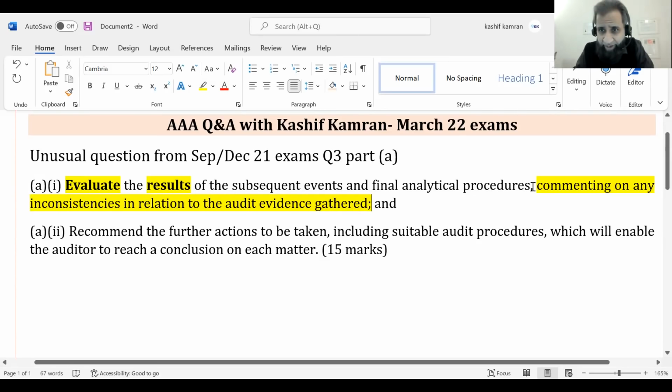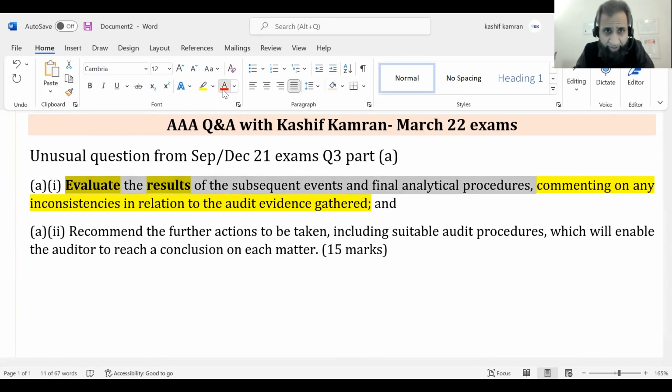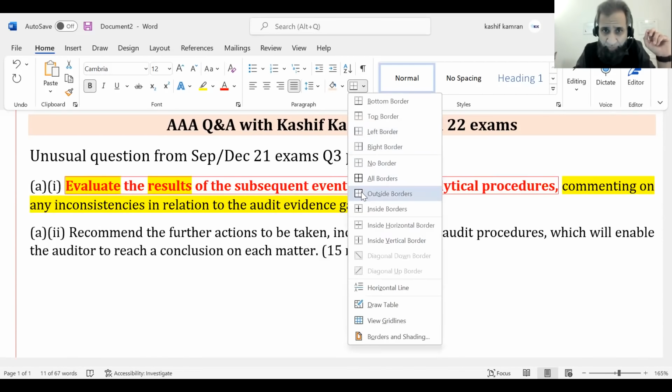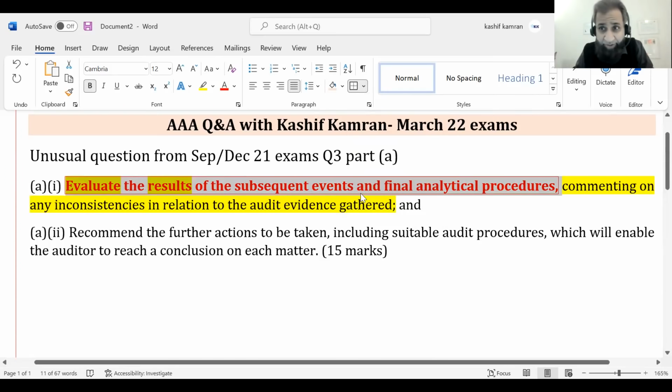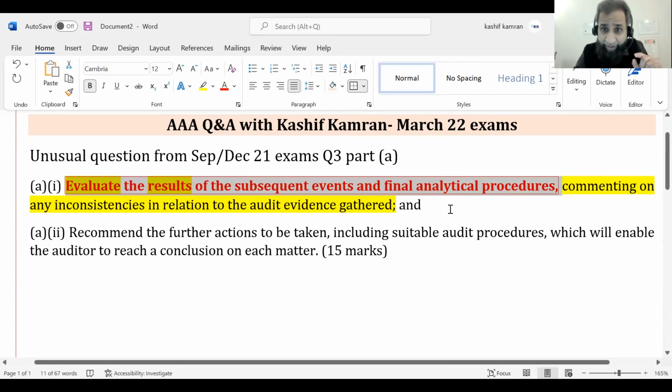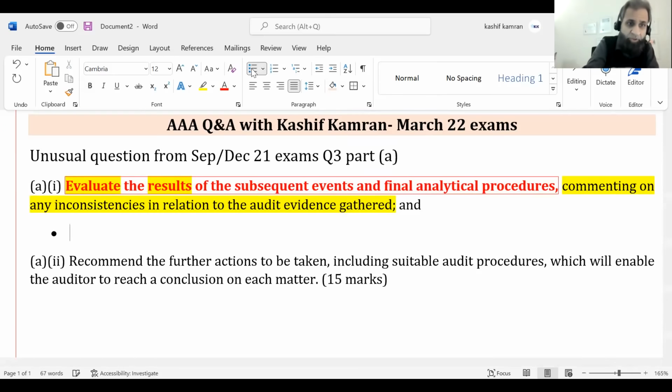Look at this line here in the red. This is something which you are looking at for the first time in the December 21 exams. So only this part was unusual. But the examiner was saying you just need to evaluate the results given to you in exhibit 1. While you are evaluating the results, what you need to do is comment on the inconsistencies in relation to the evidence gathered. And every inconsistency you comment on, you get 1 mark. So straight away, you had 1 mark per inconsistency commented on.